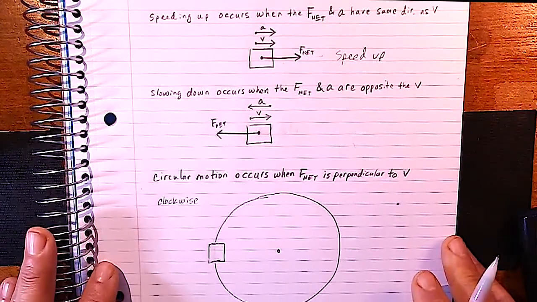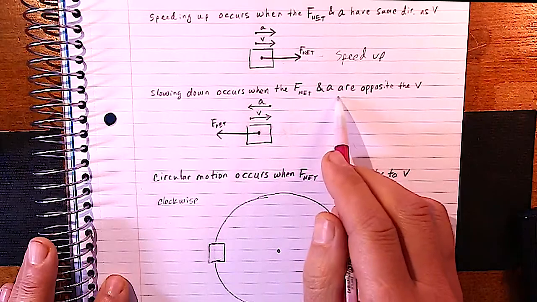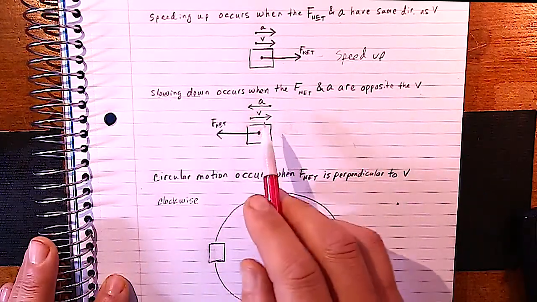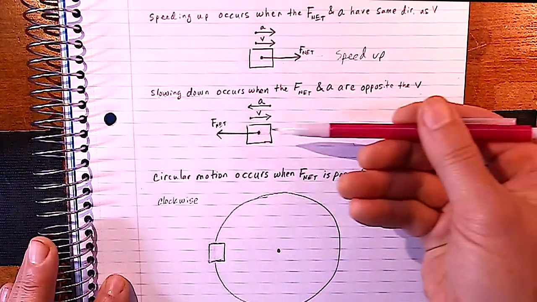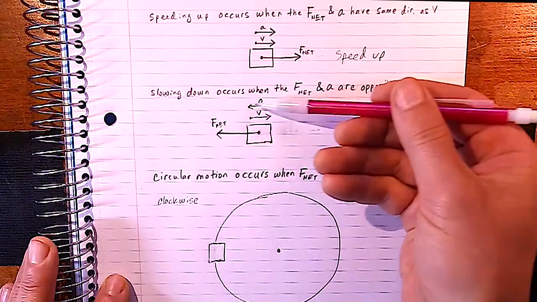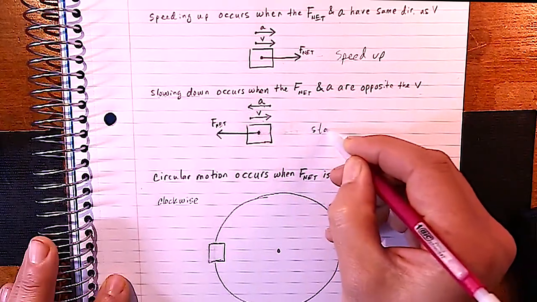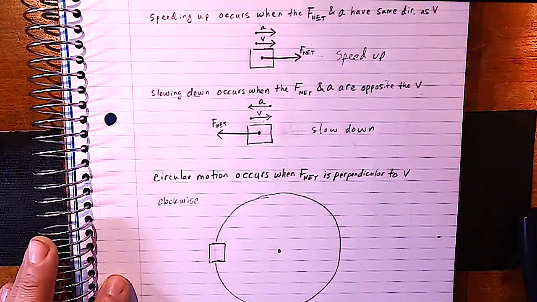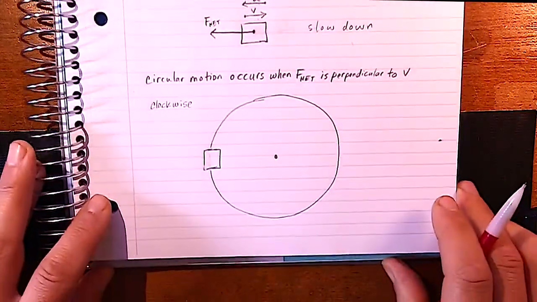Slowing down occurs when they're in the opposite direction. So if the F net and a are opposite the velocity, you're going to slow down. So let's say v, the block is moving this way, but it has a net force this way. It will accelerate this direction, and when these two are opposite, it's going to slow down. So we already know that, but what happens to create circular motion?